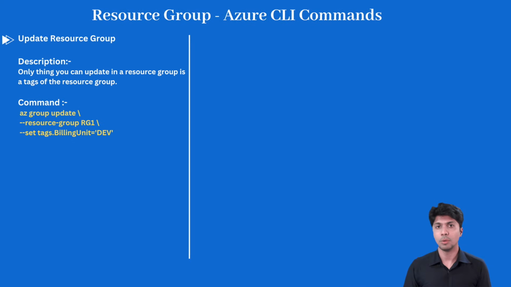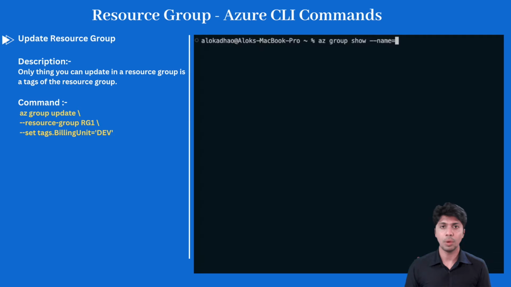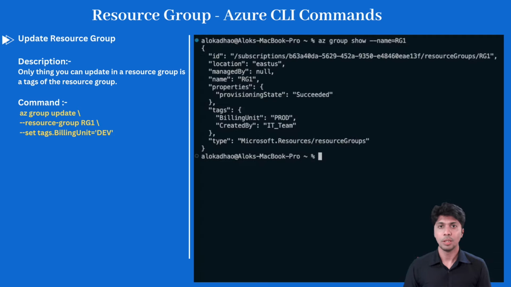The only thing you can update in a resource group is tags. You cannot update the location of a resource group. So to update tags of a resource group, first let's check the current tags. az group show --name RG1. You can see the current billing unit tag is pointed to prod. Let's update this tag to dev.